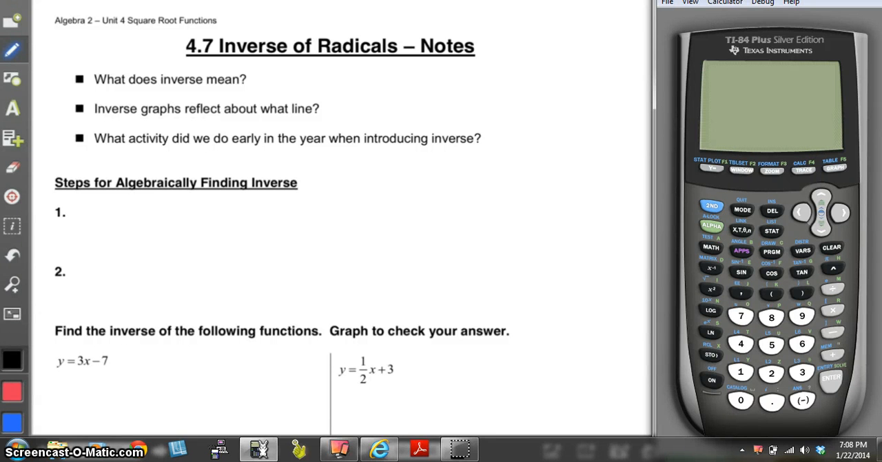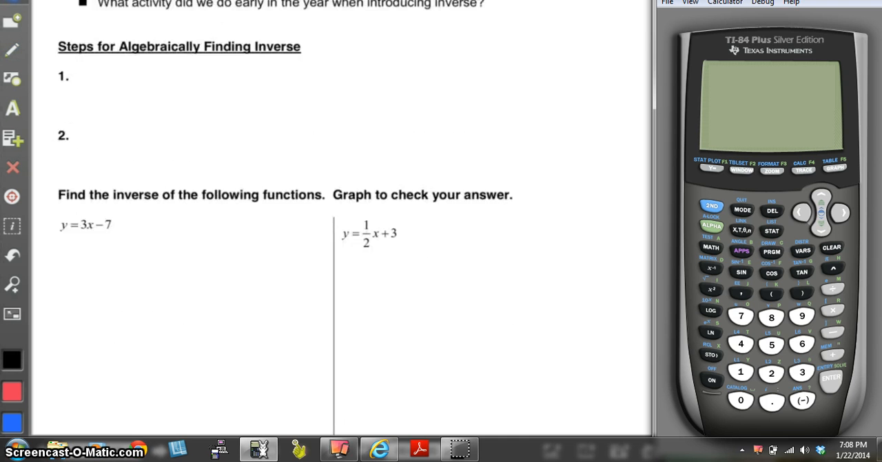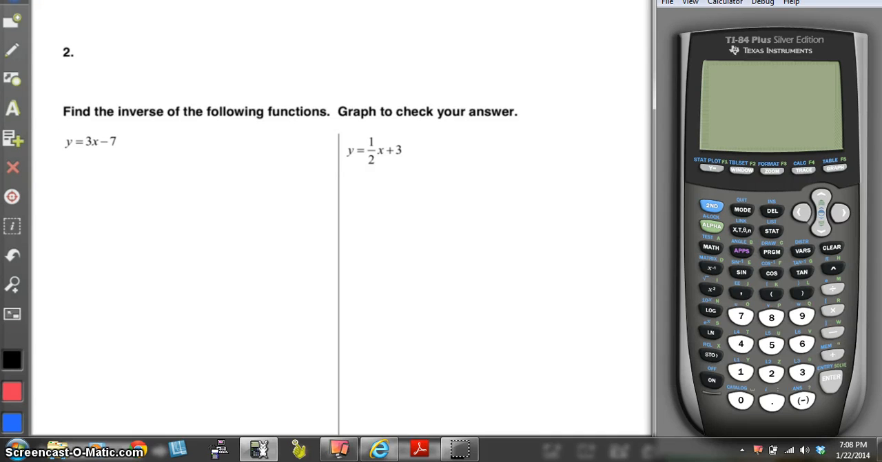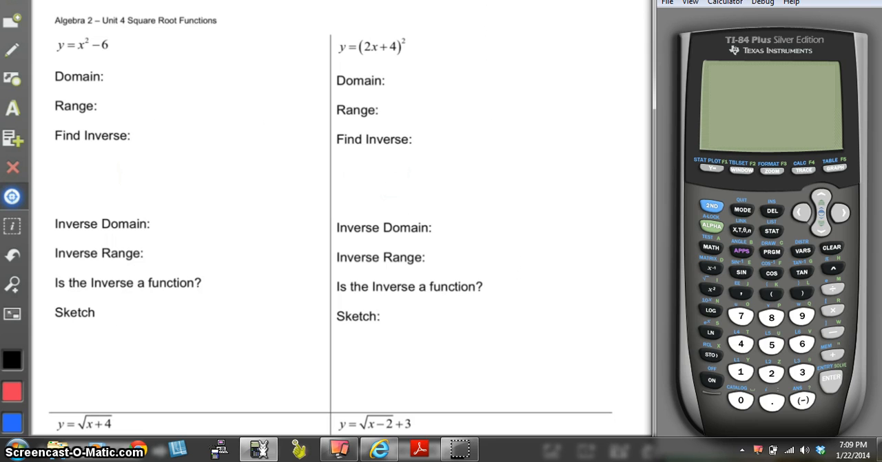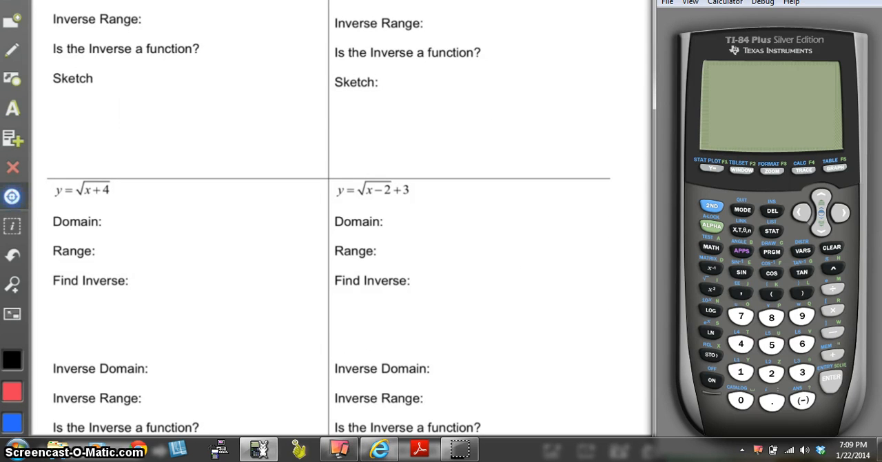Today we'll be working on lesson 4.7, inverse of radicals. So today we're going to go over radicals in general, do inverse of linear functions. Then on the back of this page we're going to be working on inverse of quadratic again, and then we can move on to inverse of radicals.